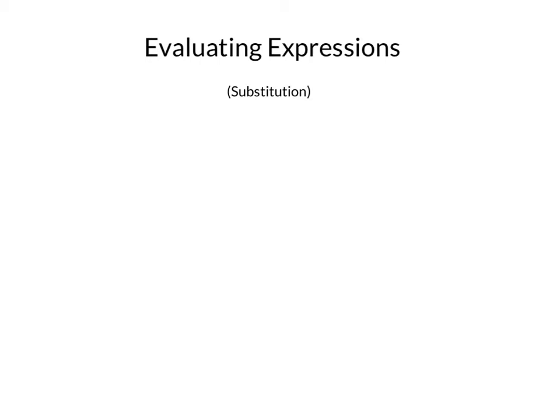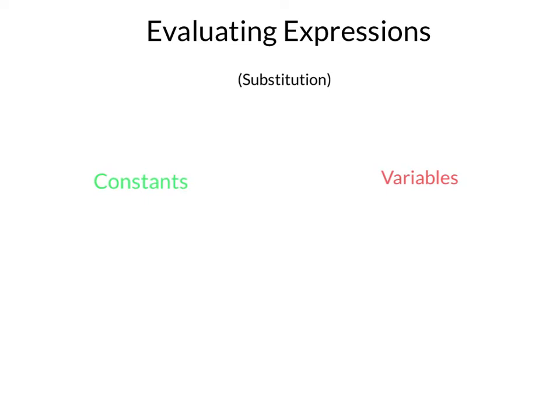So in algebra we have two types of number. We call these numbers constants and variables. So we'll have a look at an expression now that uses both of these types of numbers. We've written out our expression here, 7x minus 3y.